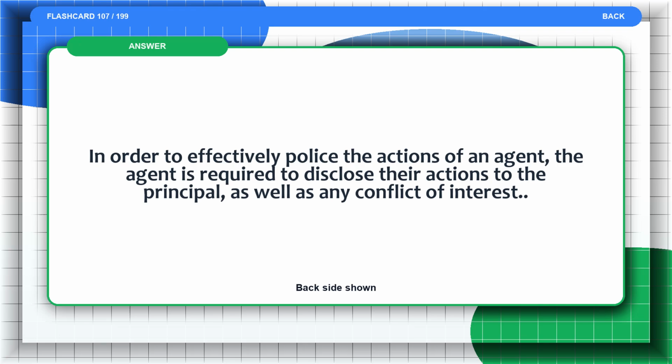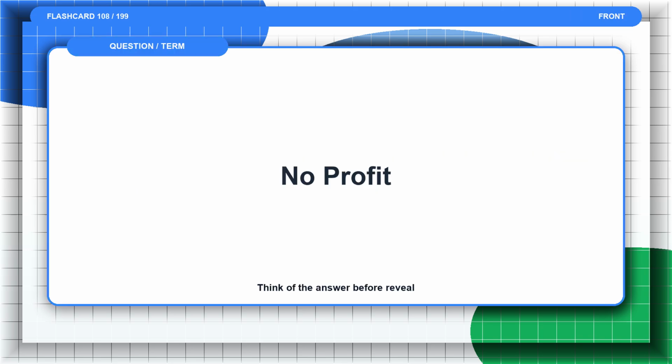The answer is in order to effectively police the actions of an agent, the agent is required to disclose their actions to the principal, as well as any conflict of interest. Flashcard 108. No profit. Pause and think of the answer before the reveal.